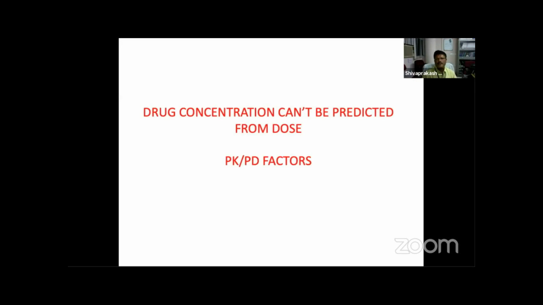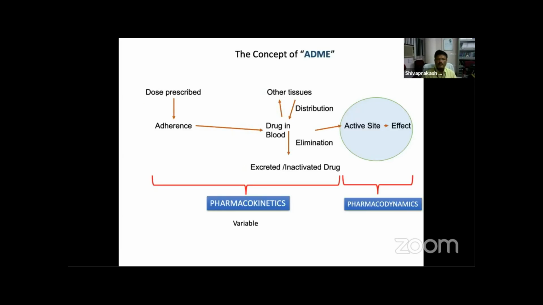So drug concentrations cannot be predicted from the dose itself. Whatever dose you give, you cannot say that the same concentration is achieved in their serum or at the place where the infection is. So you need to understand the PK/PD factors. I will not go into the details of the PK/PD factors, just one slide on PK/PD.